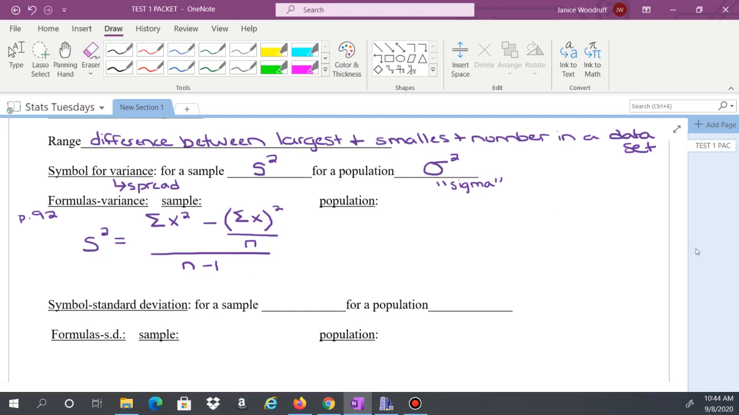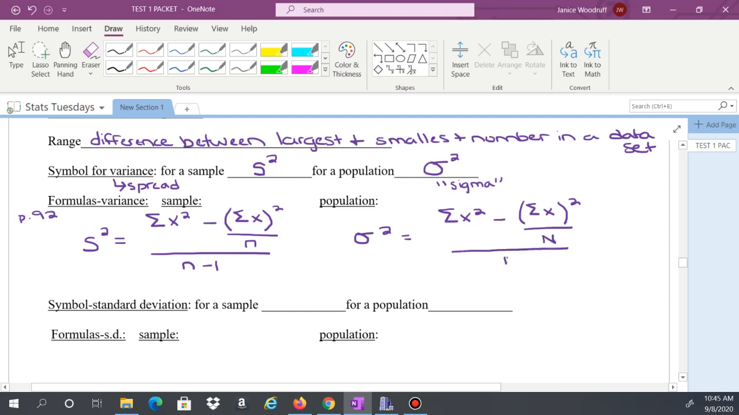And then for a population, it's similar, but it's not going to be the same. So this one is where we do have to determine what type of data we're looking at. So you have sigma squared, and then you're going to have the sum of x squared minus the sum of x squared. This time this is over capital N. And then the whole thing is over just capital N, not n minus 1.